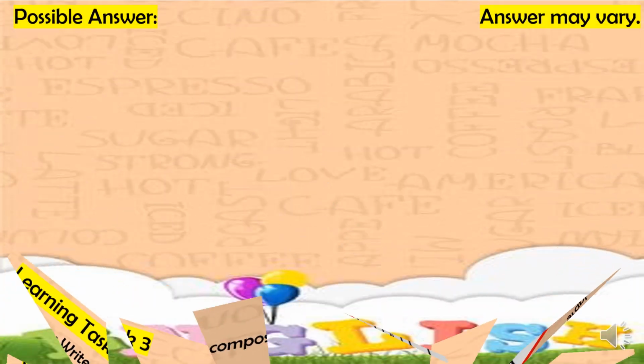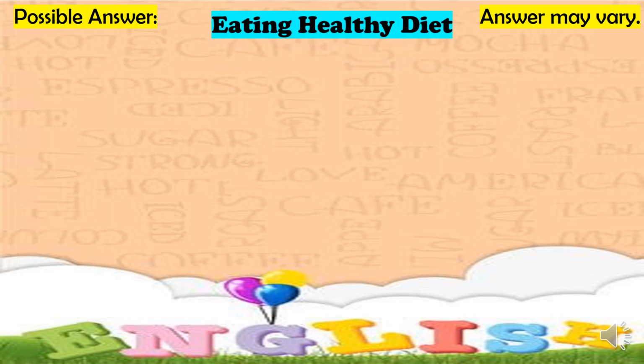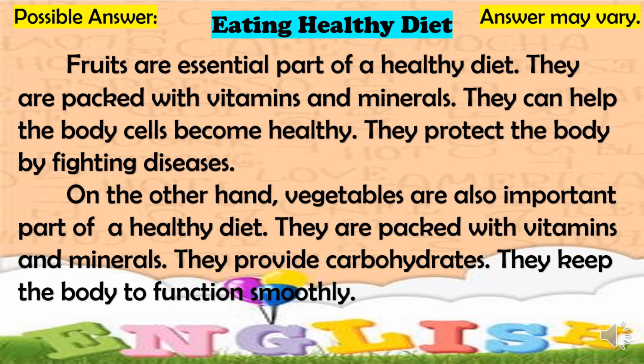Okay, so again, here are my possible answers. As I've said, answers may vary. The title is Eating Healthy Diet. Fruits are an essential part of a healthy diet. They are packed with vitamins and minerals. They can help the body cells become healthy. They protect the body by fighting diseases.